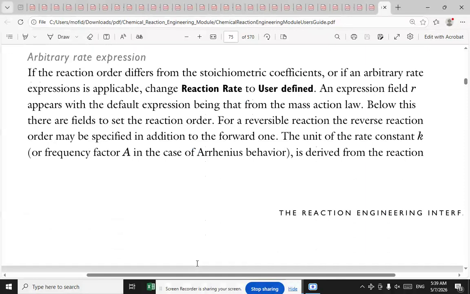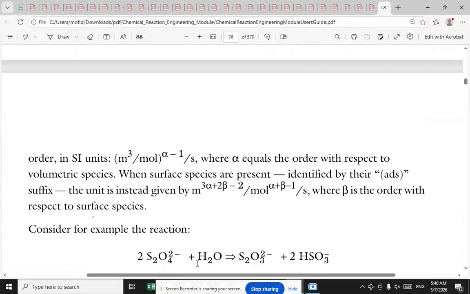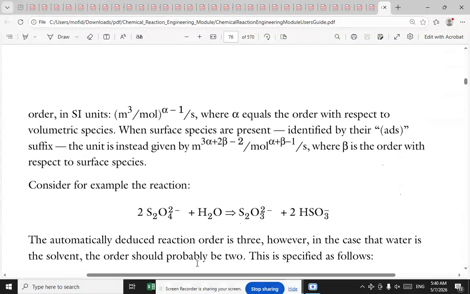If the reaction order differs from the stoichiometric coefficients, or if an arbitrary rate expression is applicable, change the reaction rate to user-defined expression. A field appears with the default expression, based on the mass action law. Below this, there are fields to set the reaction order. For a reversible reaction, the reverse reaction order may be specified in addition to the forward one. The unit of the rate constant k, or frequency factor A in the case of Arrhenius behavior, is derived from the reaction order. In SI units, it is m^(3(alpha-1))/mol^(alpha-1)/s, where alpha equals the order with respect to the volumetric species.